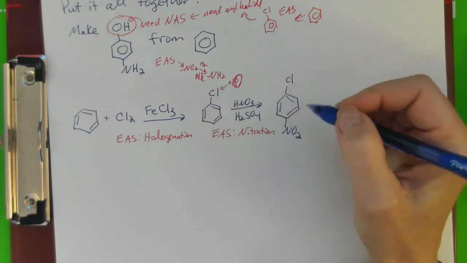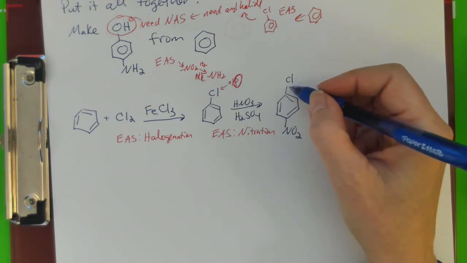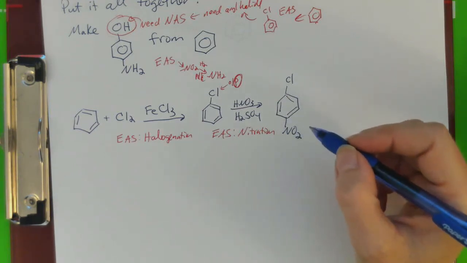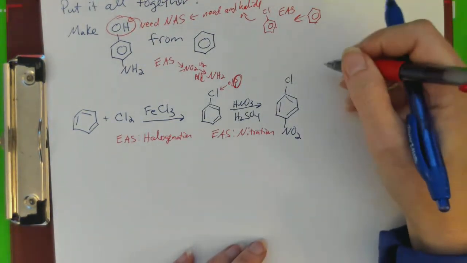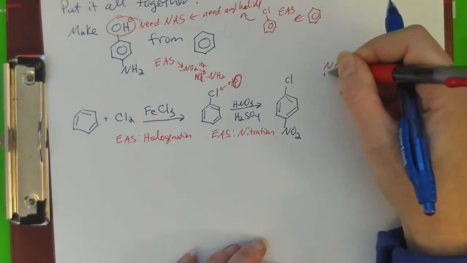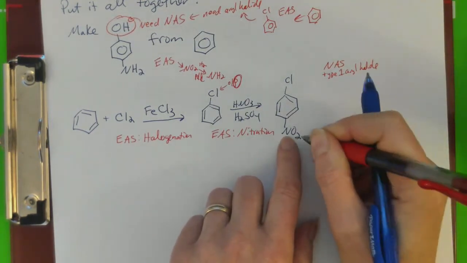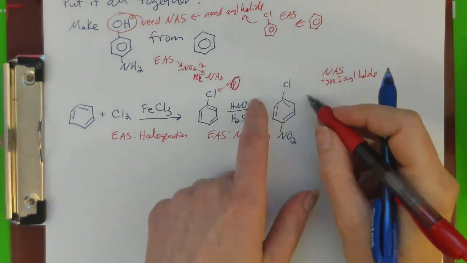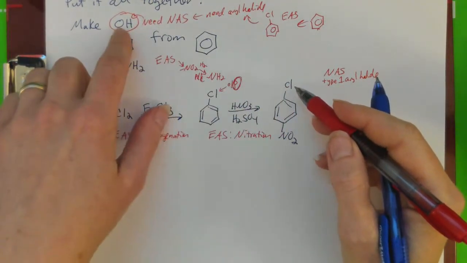Now I have an aryl halide with an electron withdrawing group, in this case at the para position, so it can serve as an electron reservoir for our nucleophilic aromatic substitution reaction with a type 1 aryl halide, because it has this electron withdrawing group para. We could do this if the electron withdrawing group is para or ortho, but not meta. Okay, because we want to replace this with an OH group.